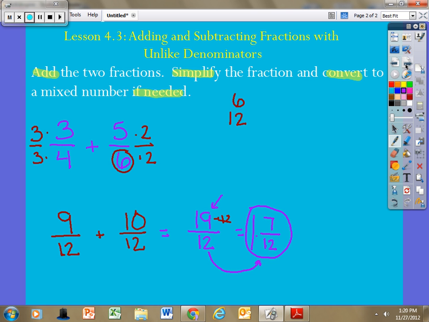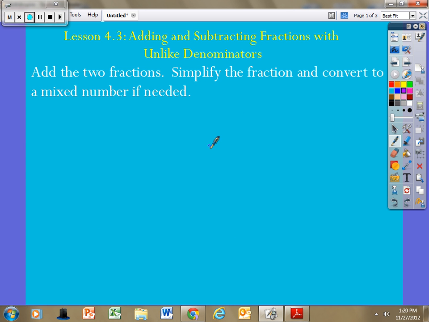Let's take a look at another one real quick. Thought I had another one in there. There we go. All right. Let's go with 2/3 plus 5/8. Okay. I want to add these. Actually, let's change this to a subtraction problem, because this is adding and subtracting. Let's do that. All right.